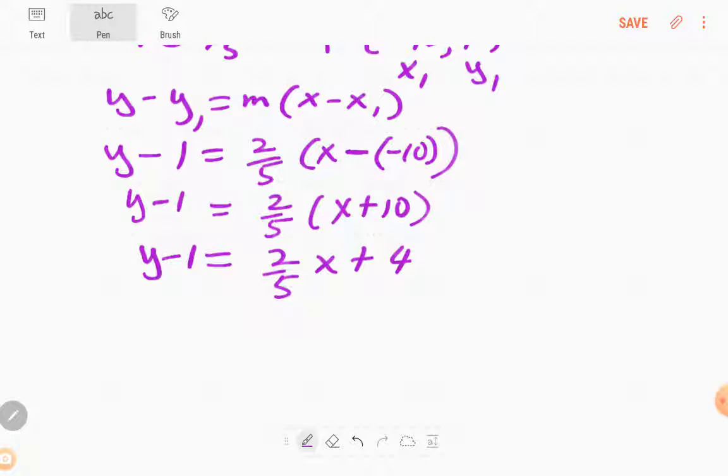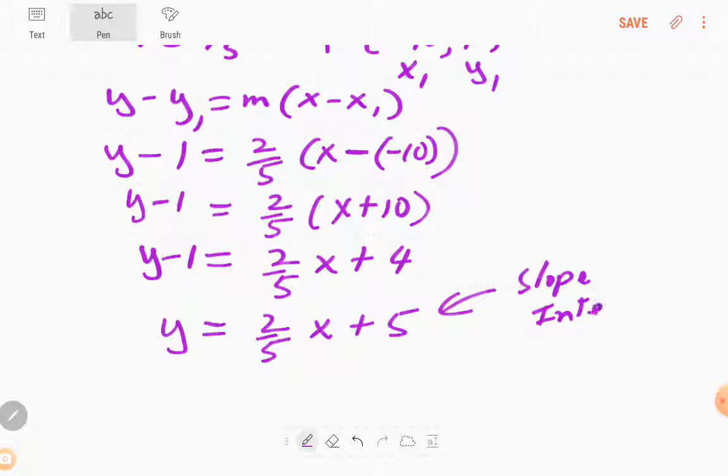And now here we can just add 1 to both sides. So we have y is equal to 2/5x plus 5. So here's our answer written in slope-intercept form.